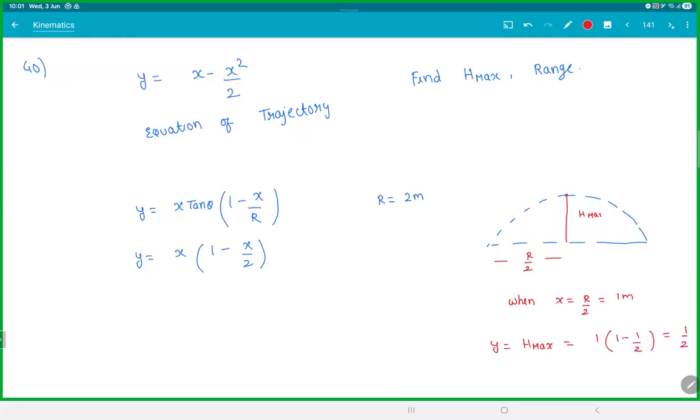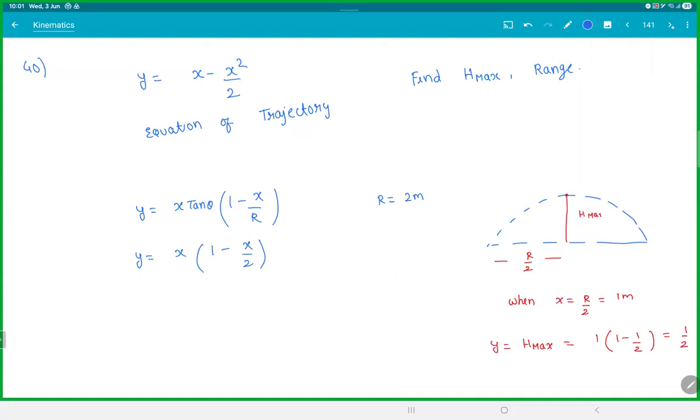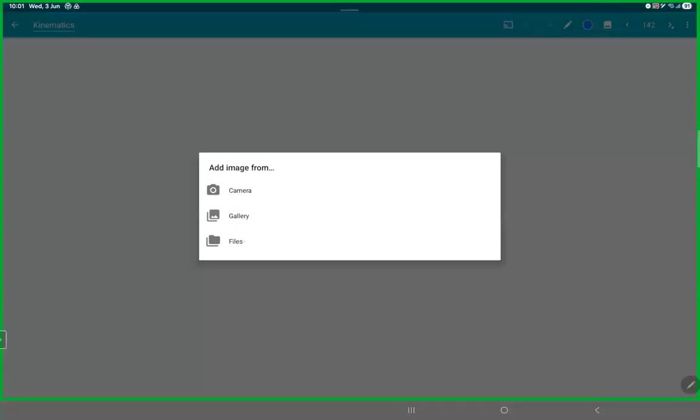Got it? You could have found speed also. Or you could have said like this also: at H max, dy by dx is equal to 0. So that will give you x is equal to 1. You can play around however you want. Easy one. Got this? So let's see one more.